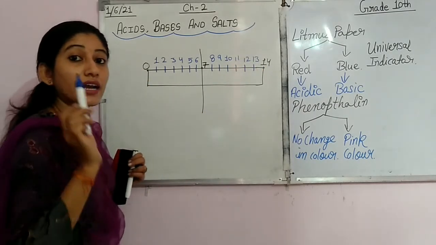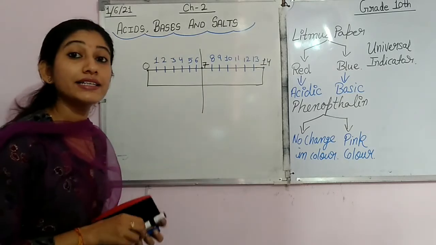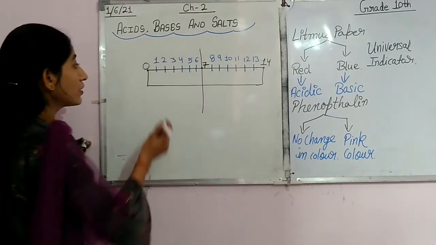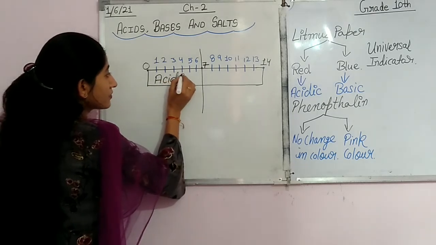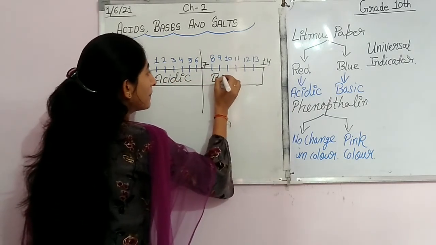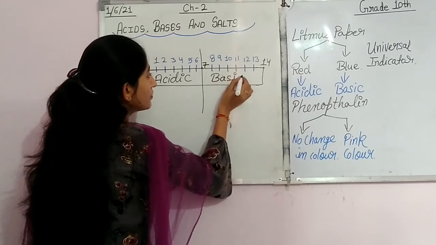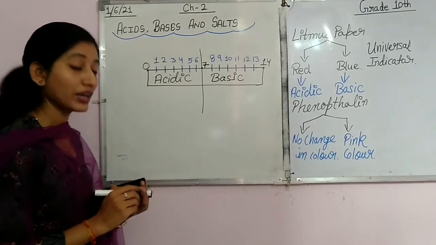Now beta, the numbers from 0 to 7 represent the acidic nature. The numbers from 7 to 14 represent the basic nature.